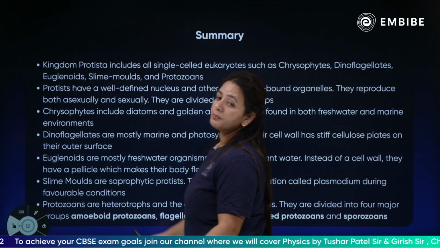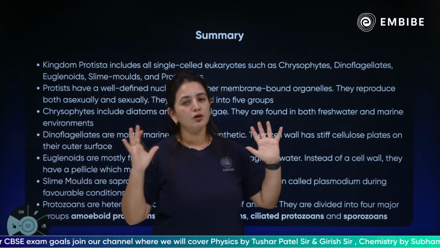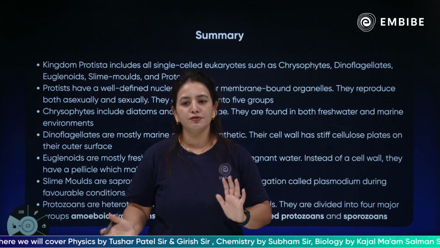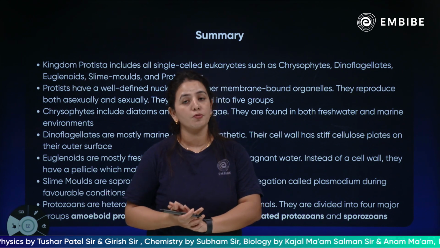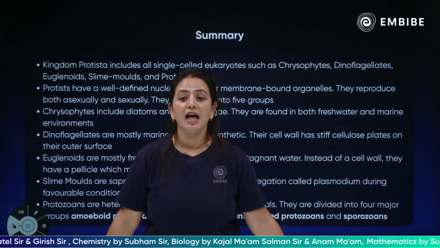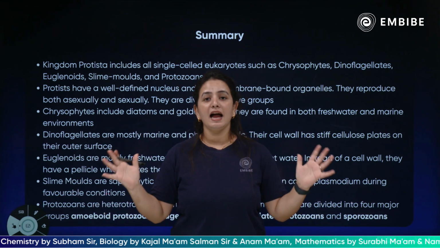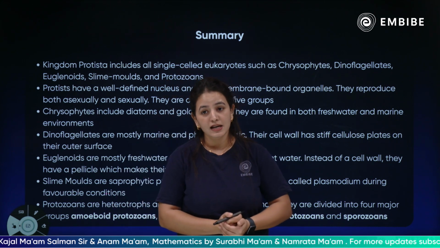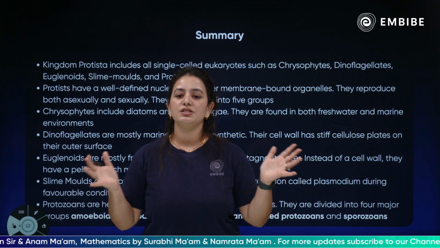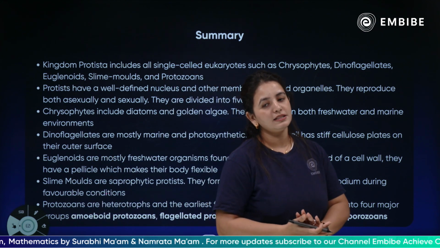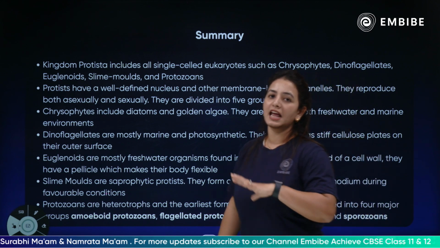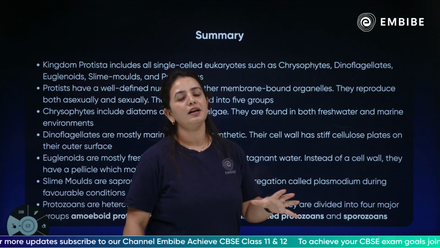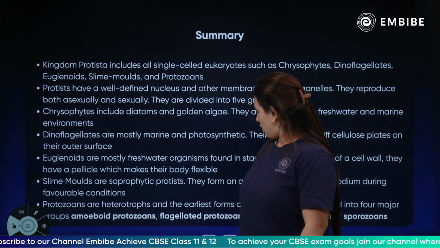So this is all about the Protista. We have gone through every group of the protists in detail and discussed their characteristics: chrysophytes, dinoflagellates, euglenoids, slime molds, and of course the protozoans. We have seen that protists have membrane-bound organelles and a well-defined nucleus. They can reproduce both sexually and asexually. Each member of the Protista possesses unique characteristics which are different from one another. So children, this is all about today's session.